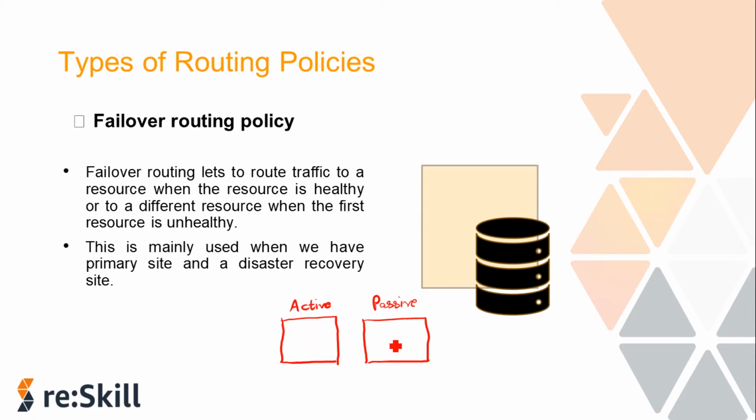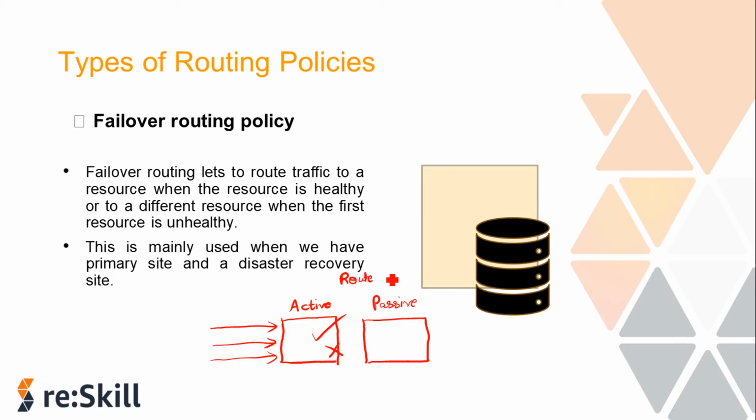And this is mainly used when we have a primary site and a disaster recovery site. Let's say the requests are majorly coming to the active server. For the normal times when the active server is healthy, it is working fine, all the requests will be coming to the active server. But in case this server becomes unhealthy, not responding well, and Route 53 marks it as unhealthy, what will Route 53 do?